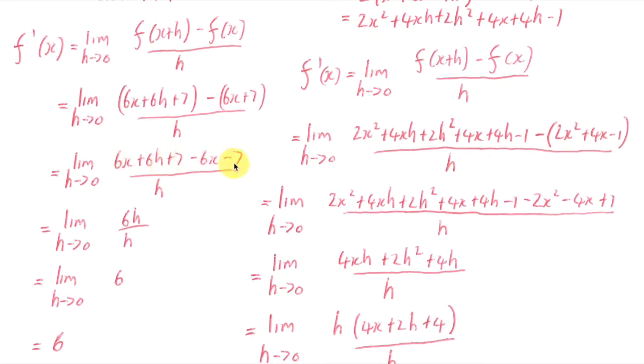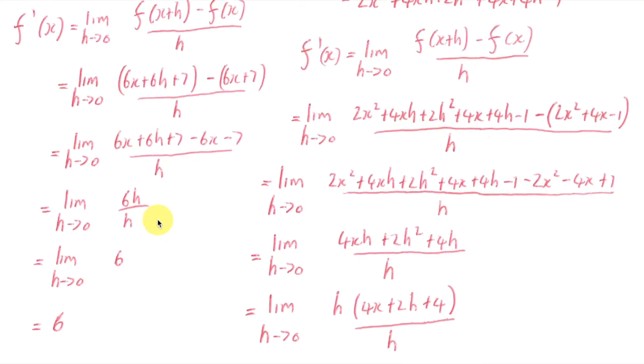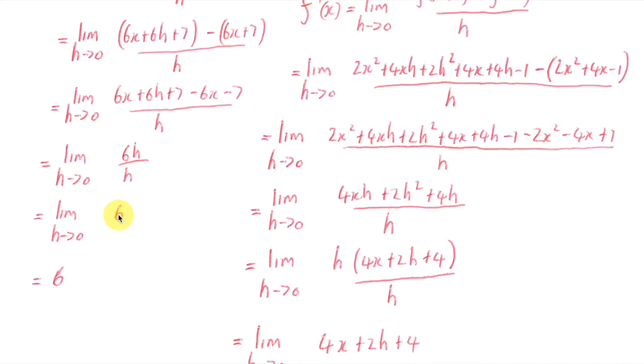We now tidy up the top line, collecting like terms. And notice that we should always be able to cancel out the h that's on the bottom with the h that's on the top line. Always. So it just becomes 6. And then the limit of a constant is always just going to equal that constant.